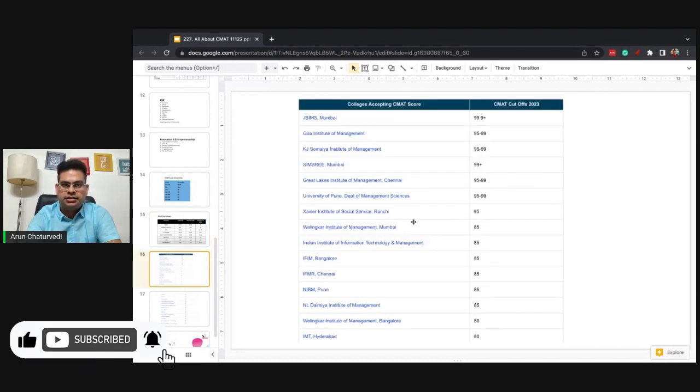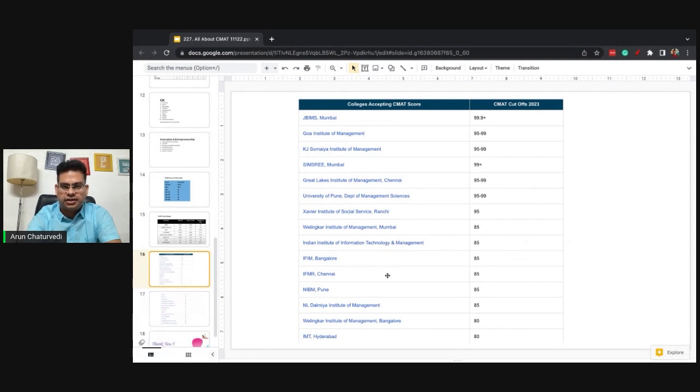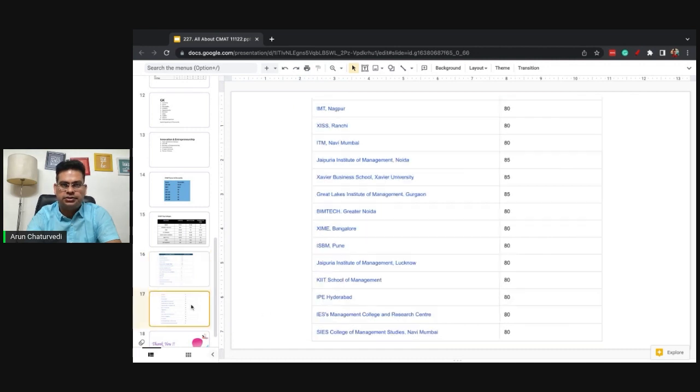There are some more colleges: Great Lakes, Welingkar, IFIM, IFMR, a very good college for finance, and IBM Pune, a very good college, and L Dalmia. These three colleges, IFMR, IBM Pune and L Dalmia, are very good for finance. In case you want to build your career in finance, you can opt for these colleges. Good placements for finance students are there. Welingkar, IMT Hyderabad, IMT Nagpur, IISS Ranchi. The percentile required for all these colleges, BIMTech, I have mentioned here. You can have a look.